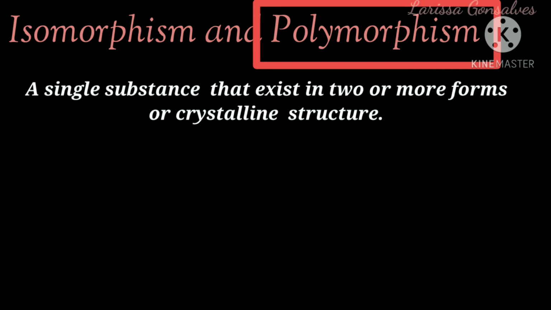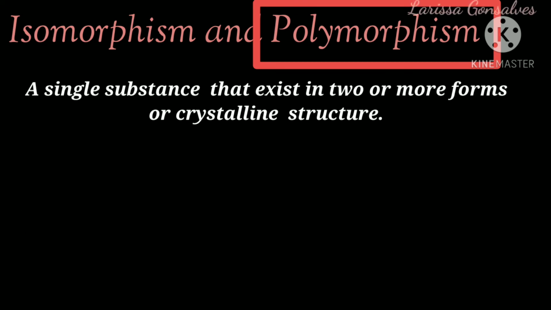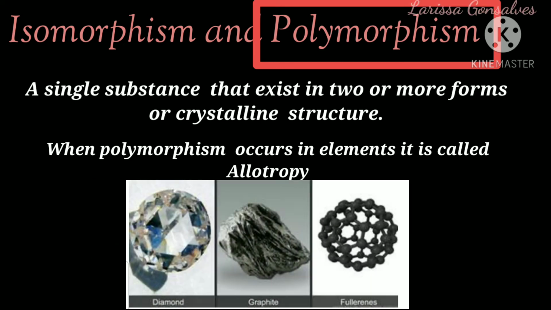Next is polymorphism. If a single substance exists in two or more forms or crystalline structures, then it is called a polymorphous substance. They are formed under different conditions. For example, calcite and aragonite are two forms of calcium carbonate. Similarly, alpha quartz, beta quartz, and cristobalite are three different forms of silica. When polymorphism occurs in elements, it is called allotropy. And the example is the three allotropic forms of carbon, that is diamond, graphite, and fullerene.